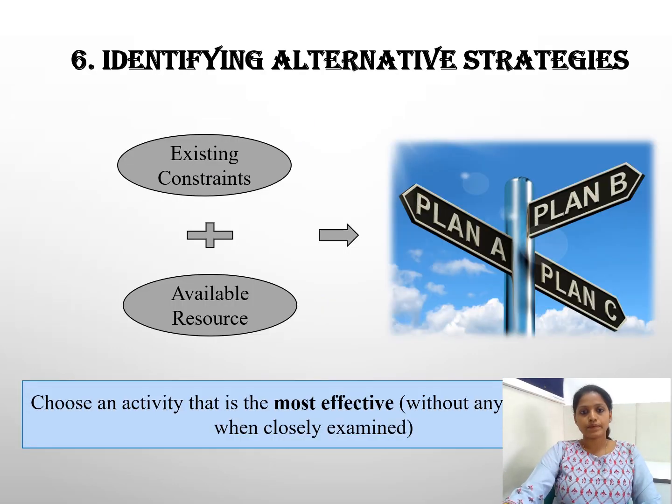The next step is identifying alternative strategies. Being aware of the existing constraints and given the available resources, the planner should then consider alternative courses of action that might be effective in attaining the objectives. A planner should always choose an activity that is most effective without any limitations when closely examined.